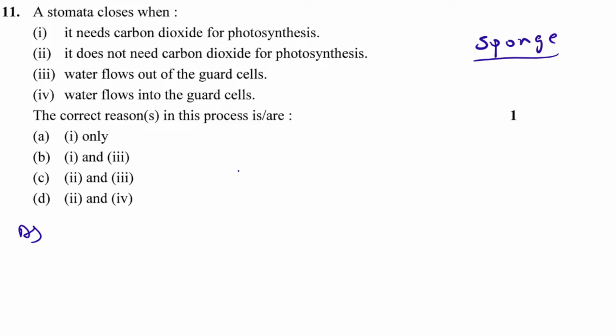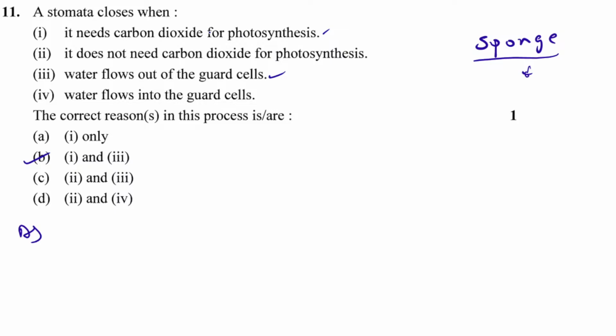So what happens if you press the sponge? Water flows out of the sponge. The same way water flows out of the guard cells. And if you completely close the sponge and then release it, what will happen? The air will flow inside it. Okay, so it is closed. Why? Because it needs carbon dioxide from photosynthesis, then it will close. So 1 and 3 should be the right answer, which is B.